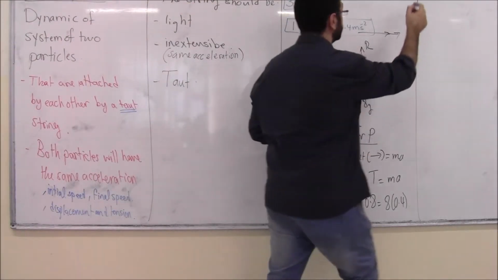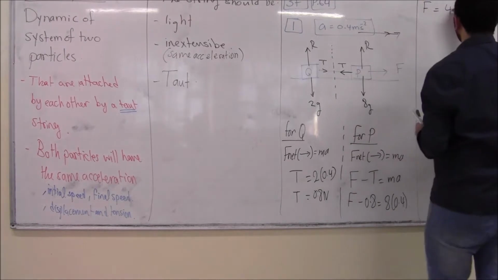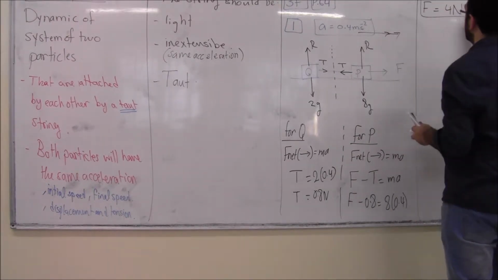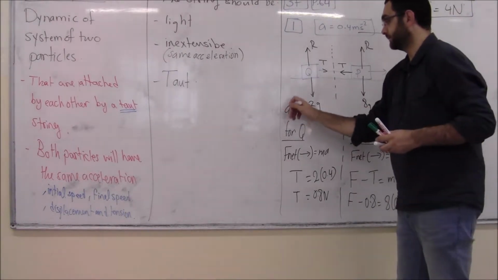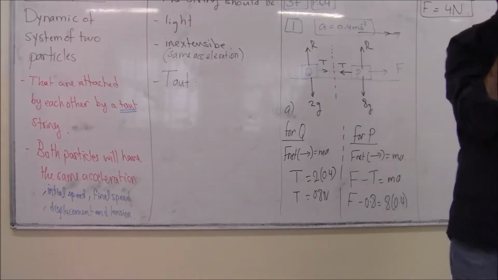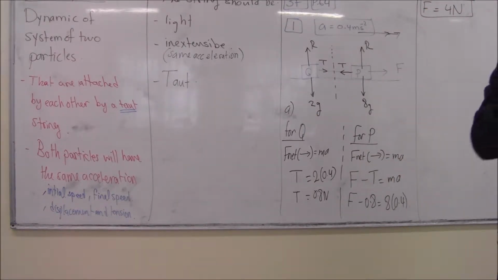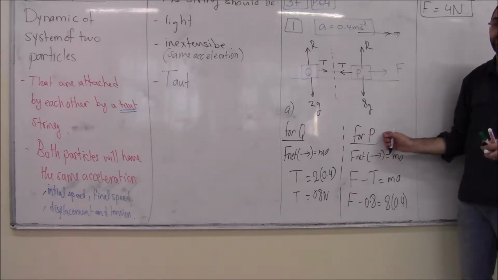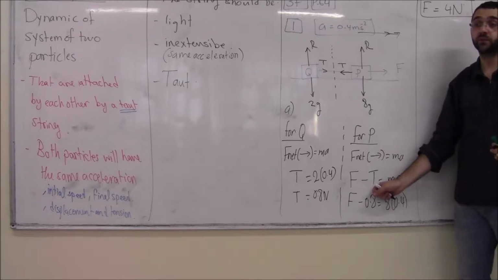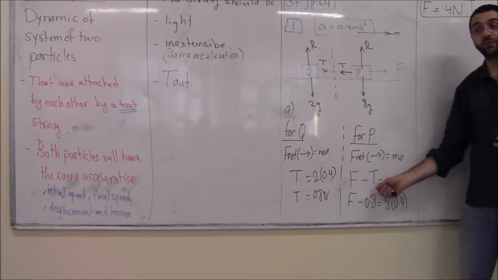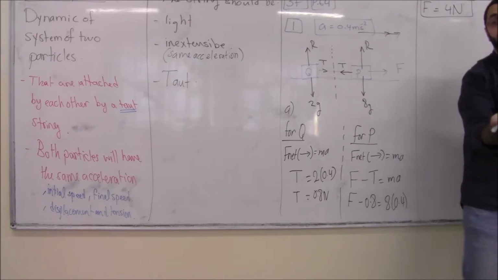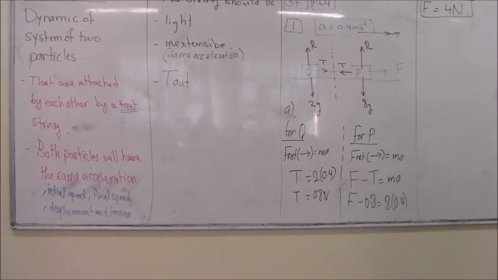So F equals 4 newtons. Fine? This is part A. How come you found T then you found F? No matter, but they asked for F first. If you start from P, you have to find T, so always you have to go to the other particle and find the value of T.